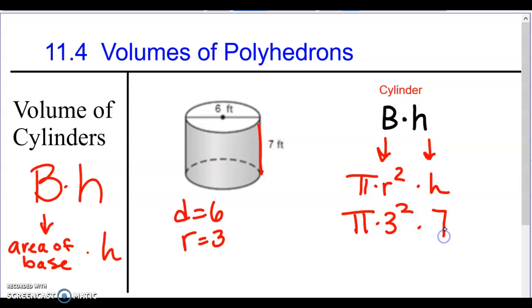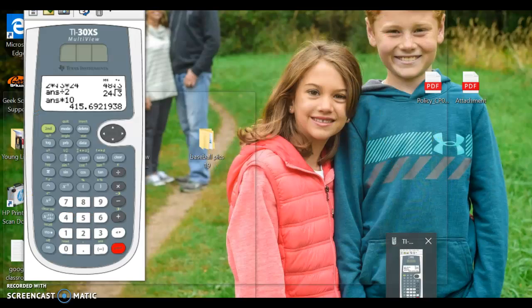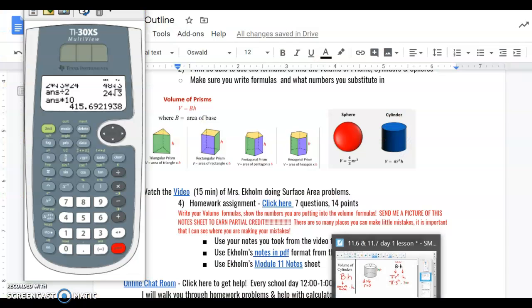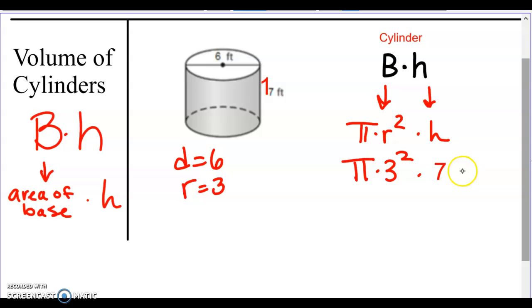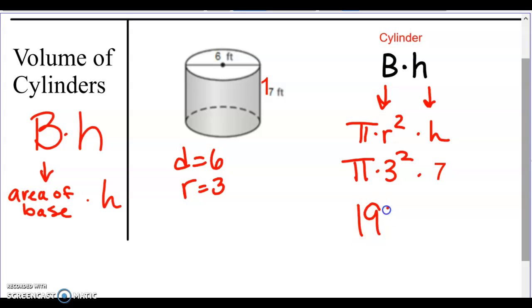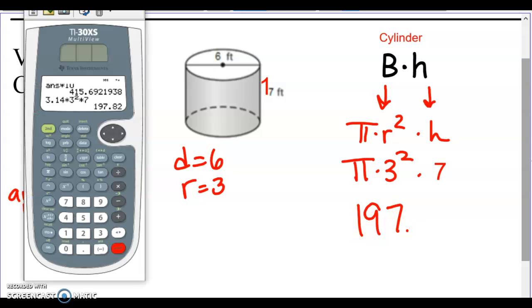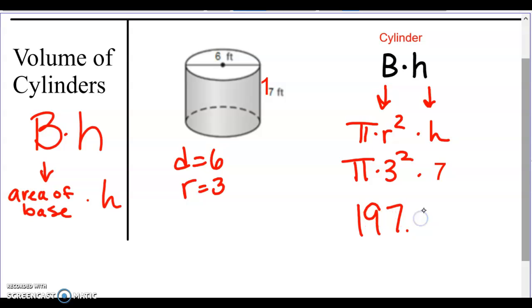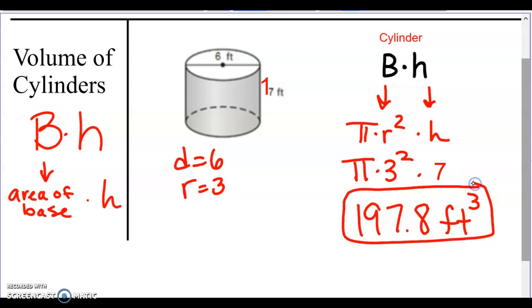Okay, so typing this in on my calculator, I'm going to type in pi as 3.14. You could use your pi button if you'd like, times 3 squared or times 9, and then times the 7. Okay, so 197 point, and the directions will say round to the nearest tenth, so 0.8. And that would be feet squared, or feet cubed. Okay, so cylinders.